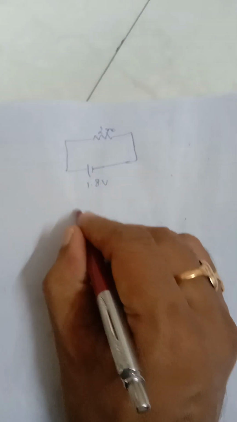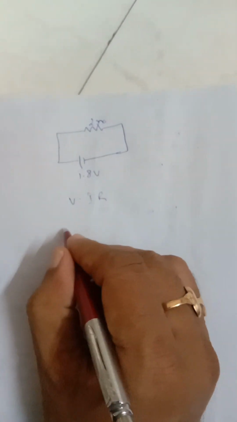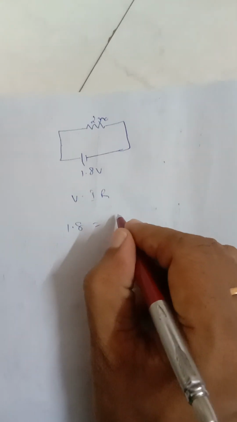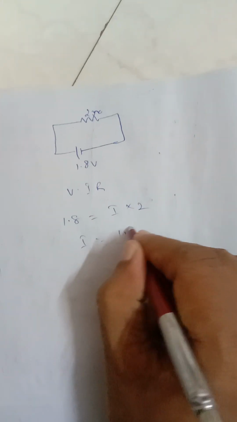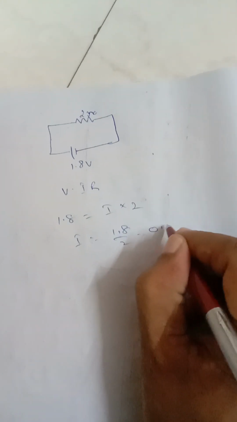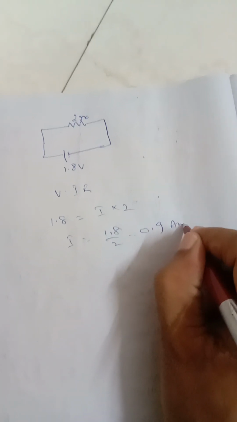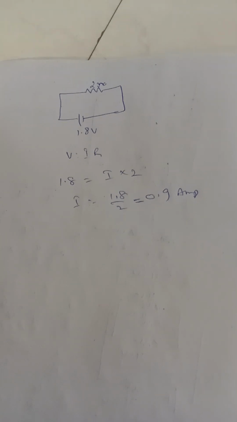Now V is equal to IR. Therefore 1.8 volts is equal to I into R, where R is 2. Therefore I is equal to 1.8 by 2. This is 0.9 amperes. See how easy it is.